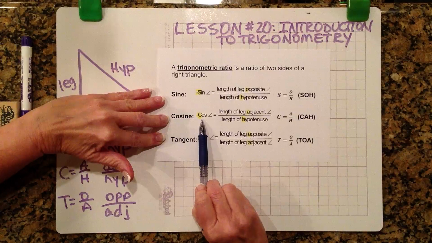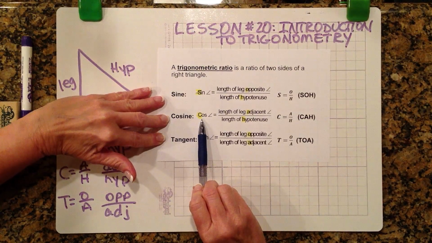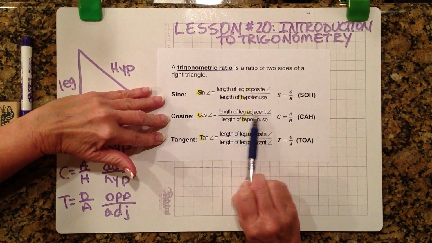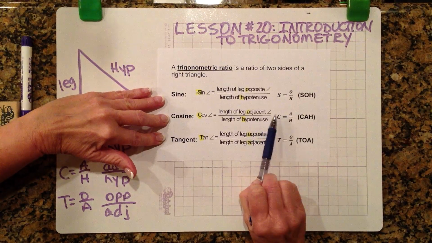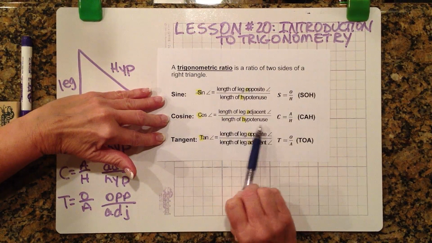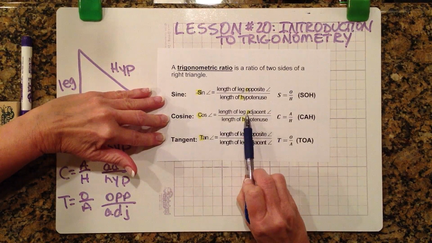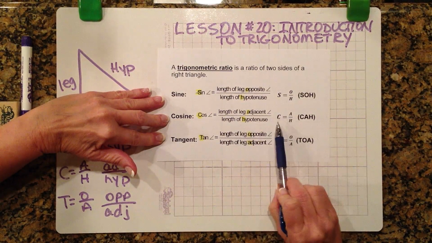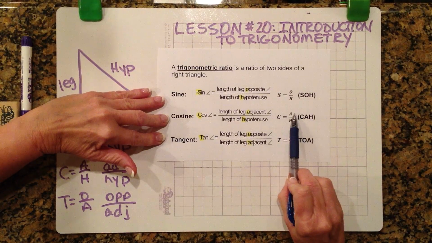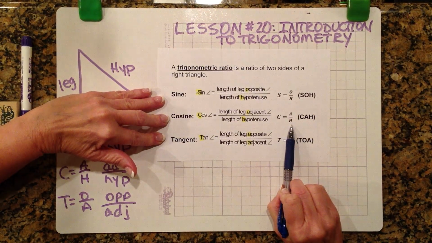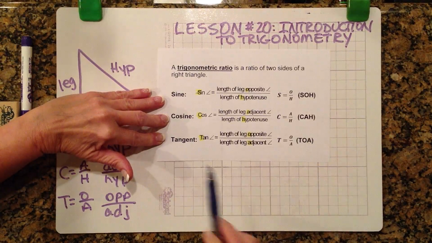Cosine, don't say cos, you want to say cosine, is the length of the leg adjacent to the angle over the length of the hypotenuse. If you notice, I have the C highlighted, the A, and the H. So cosine is adjacent over hypotenuse, or CAH.